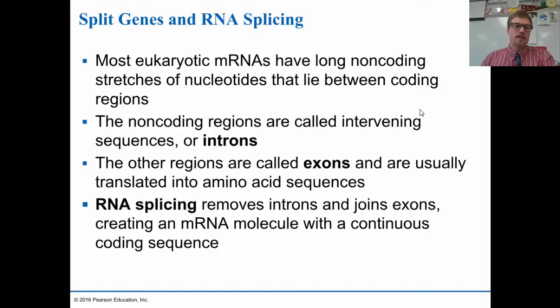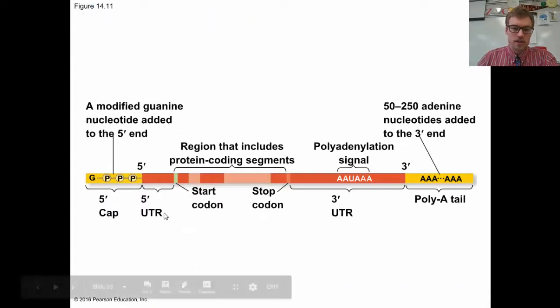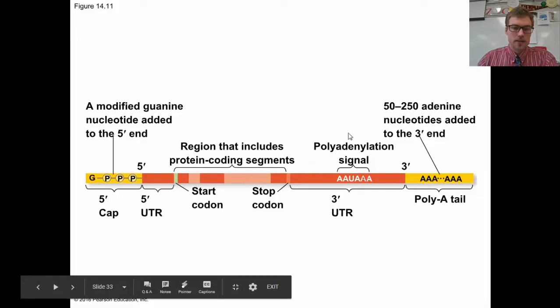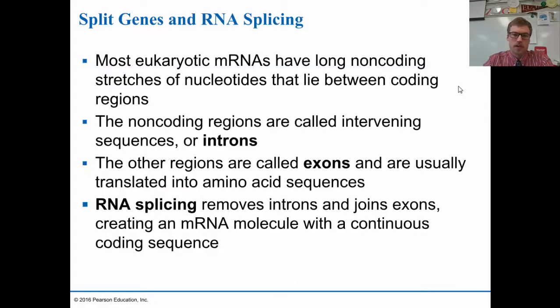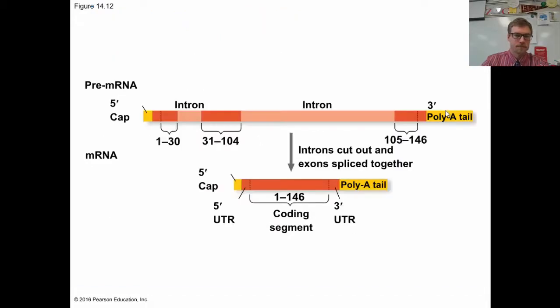Now, most eukaryotic mRNAs have long non-coding stretches of nucleotides that lie between the coding regions. You can see those here in the lighter shades. These non-coding regions are called introns, or intervening sequences. The other regions are called exons, and they are what are actually used to create the amino acid sequences. So RNA splicing is a process where we remove the introns and join the exons together in order to form the mRNA molecule that is actually going to be sent to the ribosome for translation.